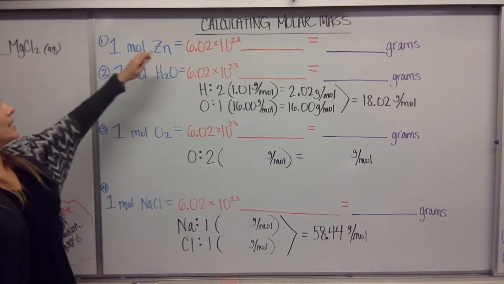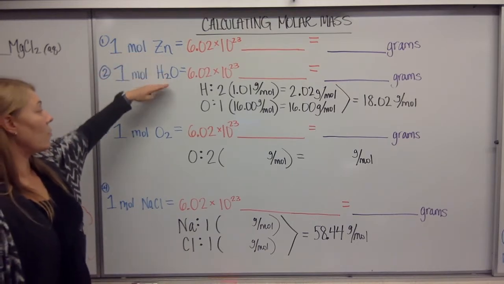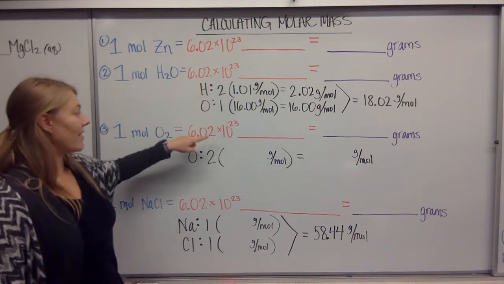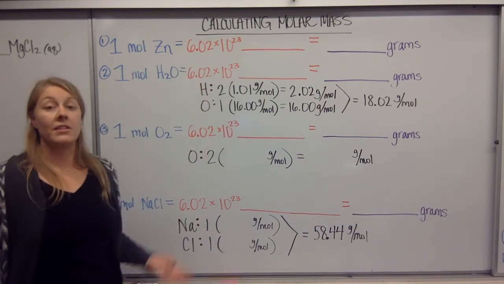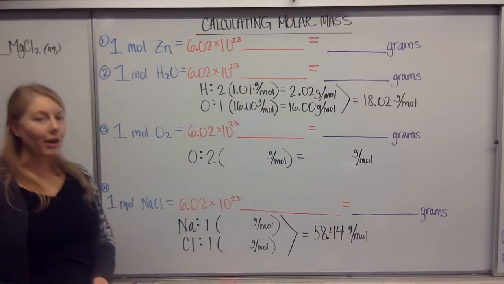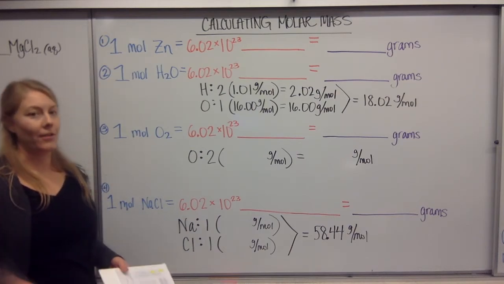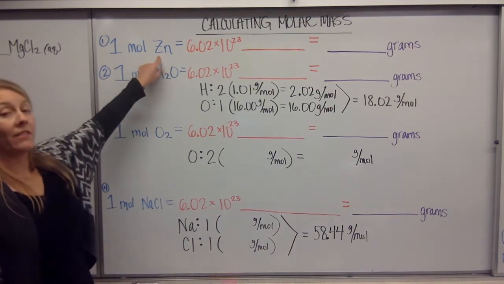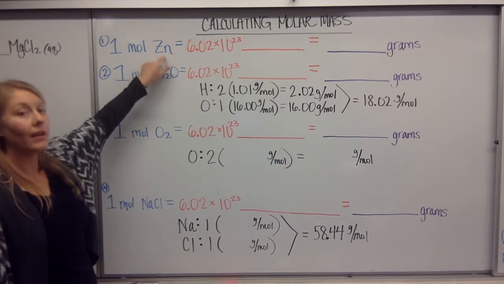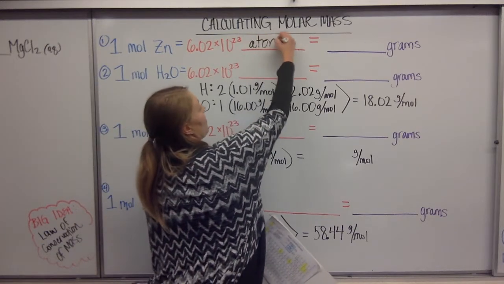Let's start easy again. We know that 1 mole of anything, doesn't matter what we're working with, zinc, water, oxygen, or NaCl, is equal to 6.02 times 10 to the 23rd. The difference is, what kind of particle is it? And we've seen these particles, atom, molecule, formula unit, in our previous units. So, if I have 1 mole of zinc, well, what is the representative particle for zinc? It's an atom. That's the smallest representative particle.